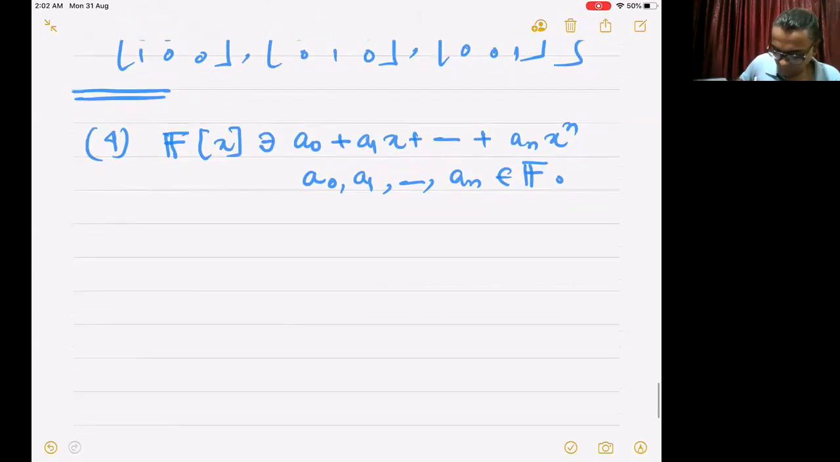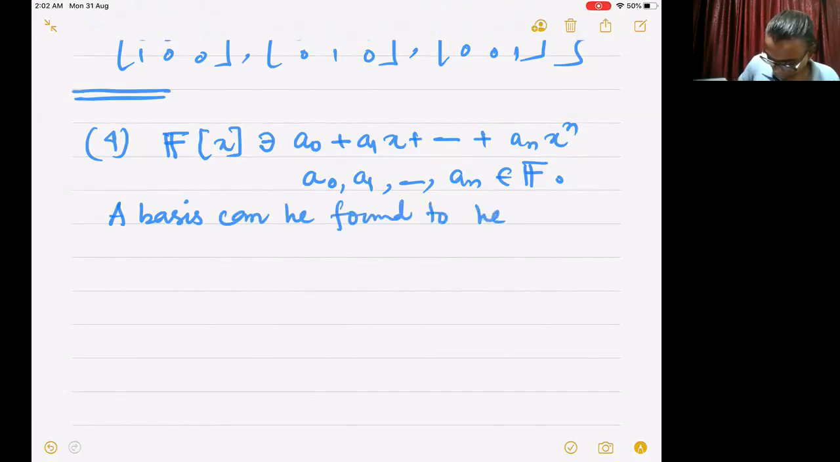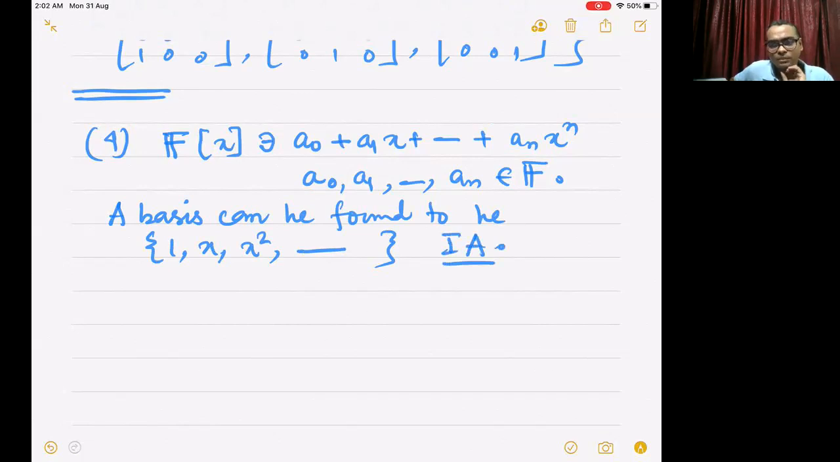Here a basis can be found to be 1, x, x squared, and so on. This is an infinite set, but still it's a basis. So this goes to you as an immediate attention problem. Prove that this is a basis for the space of polynomials. Show that this is linearly independent and show that every polynomial can be written as a linear combination of these vectors. Okay, so this goes to you as an immediate attention problem.